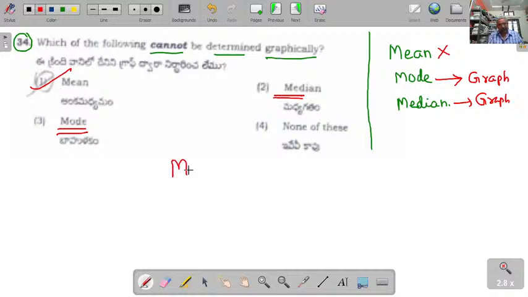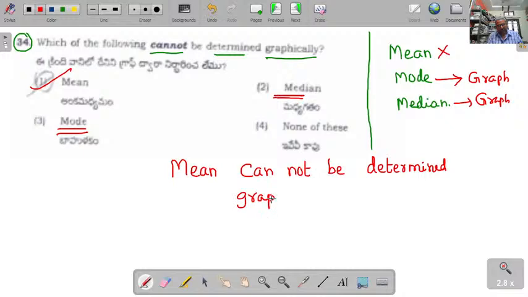You remember, mean cannot be determined graphically. You remember this statement. This is a very, very important statement. You need to remember. Right, option A.